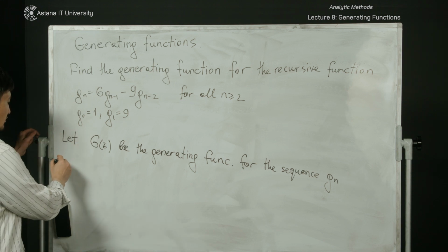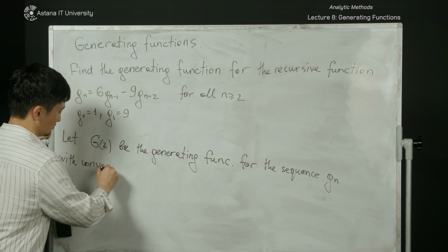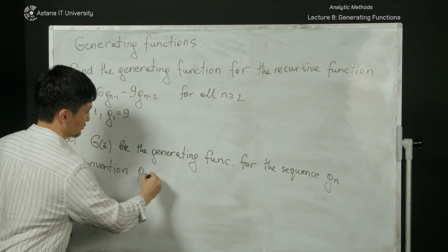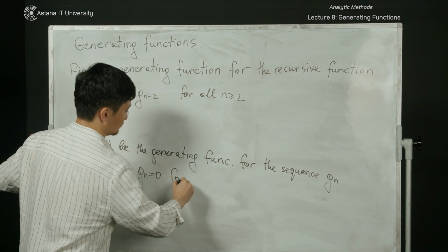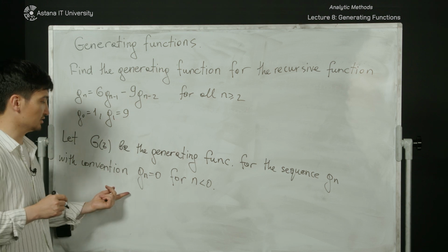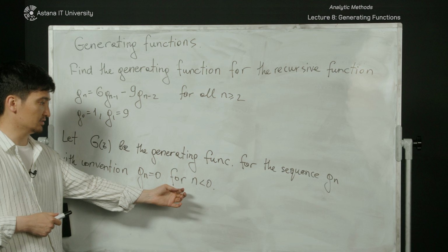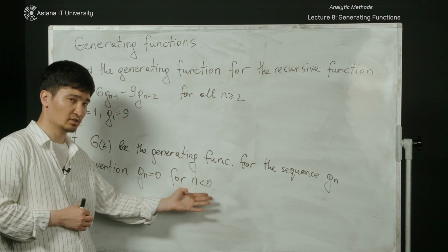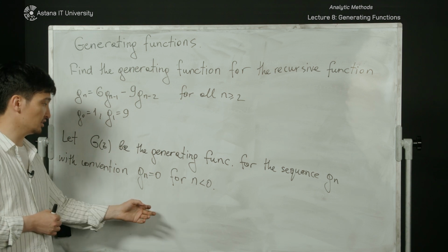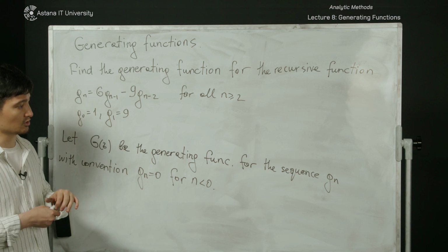And I'm also saying, with convention, that g_n equals 0 for n negative. So what does it mean? It's an established thing, agreed upon. That is, if n is negative, then g_{-1}, g_{-2}, g_{-3}, and so on and so forth, all of them are equal to 0. So this is the convention that we're using.